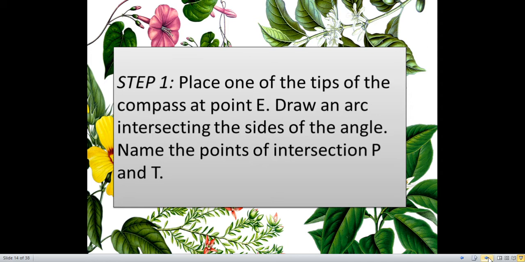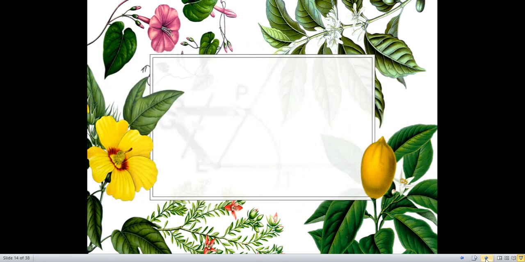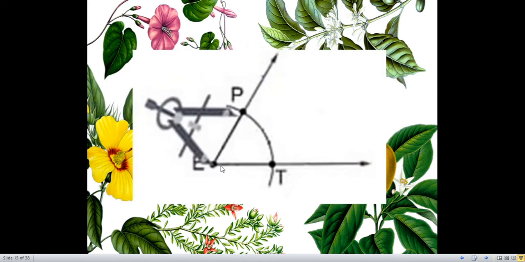You might be asking, Ma'am, how does it look? Don't worry, the figure is on our next slide. This is how it looks. This is your point E. Then, you draw from here to here, you make an arc PT. So, that is for your first step.